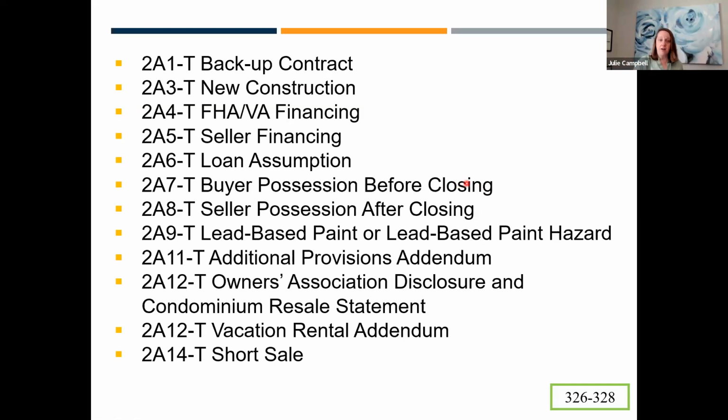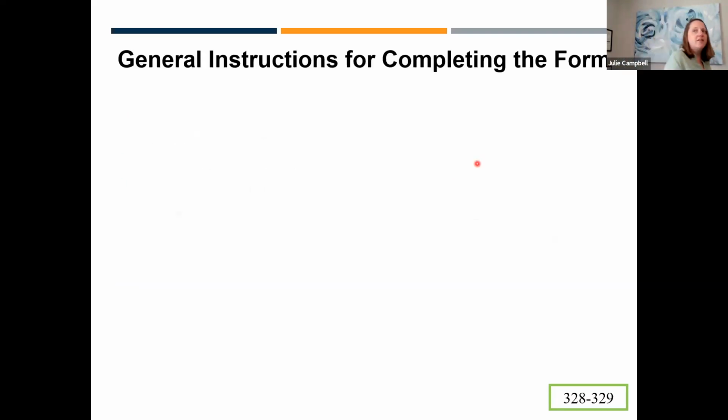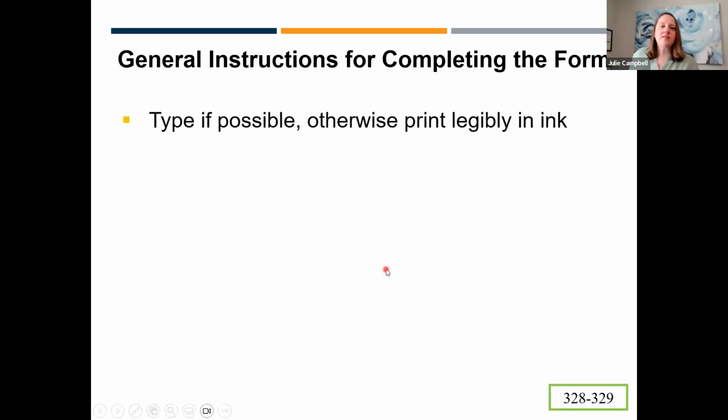So I've mentioned the guidelines for completing. If we look at the guidelines for completing 2T, standard form 2T, one thing the guidelines give us are general instructions for completing the form. So they give us a place to start. First thing they say is type if possible, otherwise print legibly in ink.